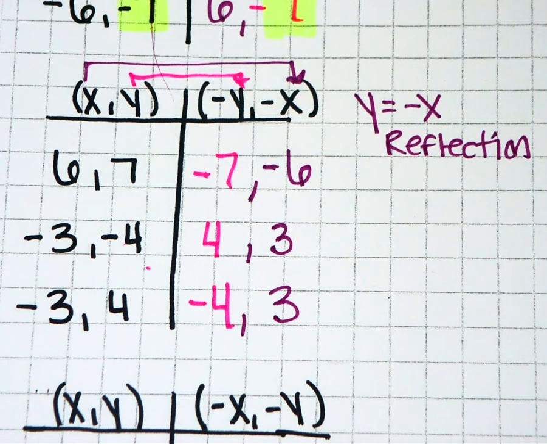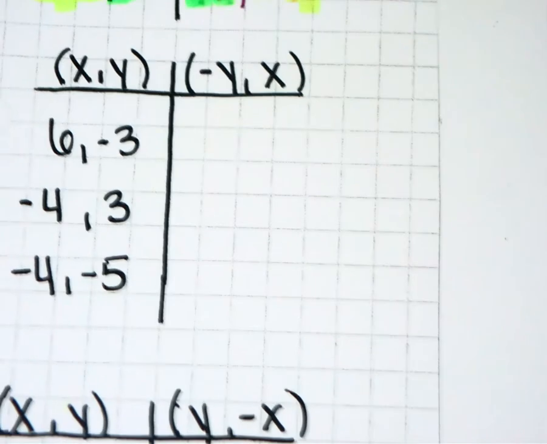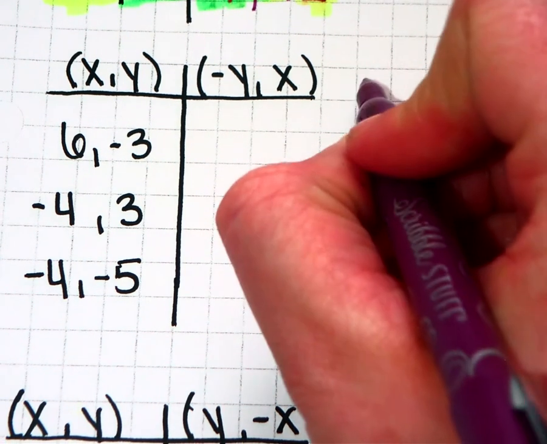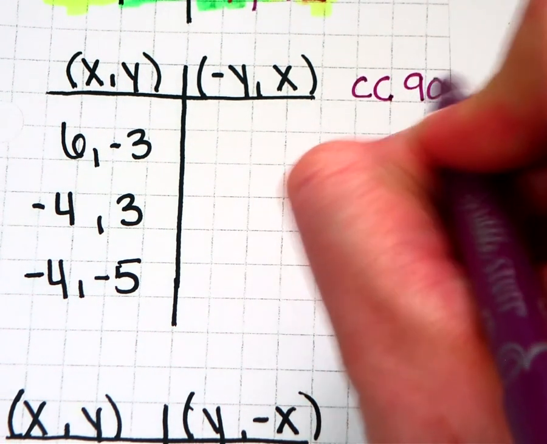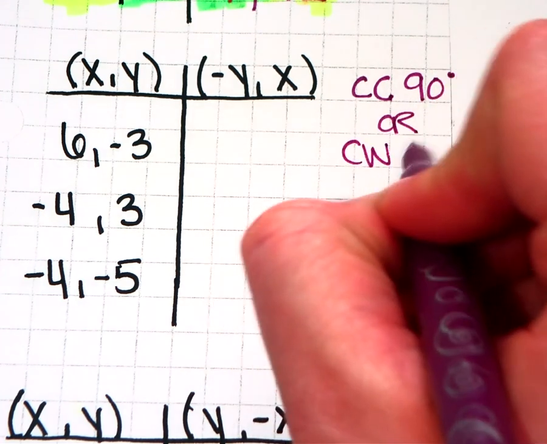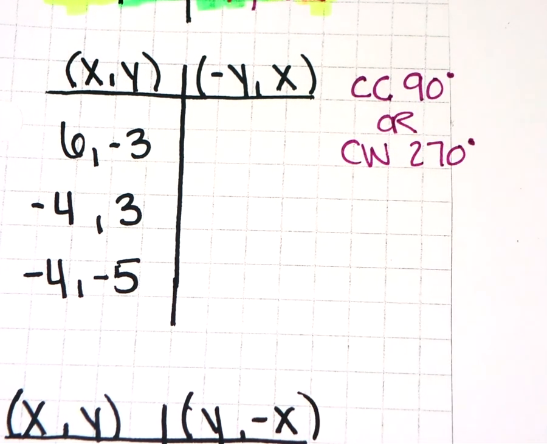That kind of takes care of all of our reflections, so let's go ahead and do some rotation rules real quick. Negative y, comma, x. This rule is a counterclockwise 90 or a clockwise 270 rule. They're the same rule, remember, it just depends on the direction.